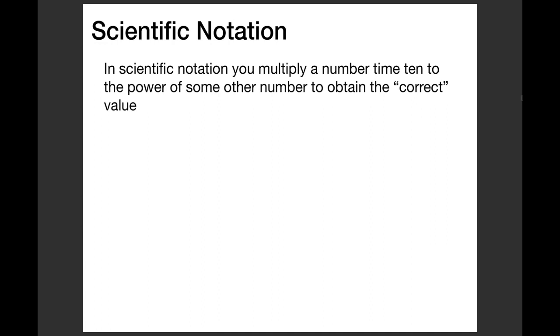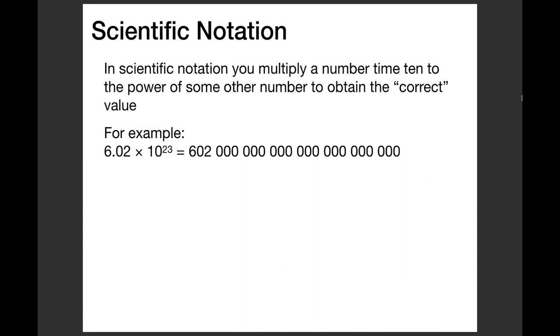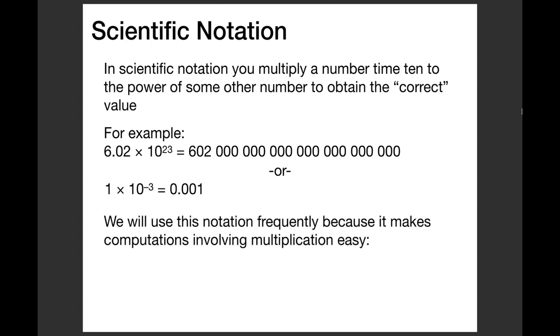In scientific notation, we multiply a number by 10 to the power of some value. So, for example, we could write 100 in scientific notation as 1 times 10 to the 2. Going back to the examples from the previous slide, we could write the value for the mole as 6.02 times 10 to the 23rd, or we could write the liter as 1 times 10 to the minus 3. Besides providing a compact way of writing large and small values, scientific notation also simplifies calculations, especially multiplication.